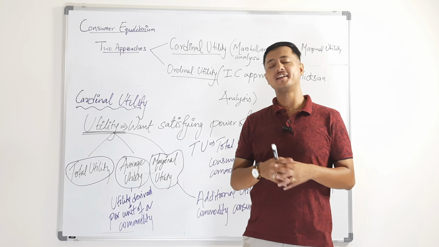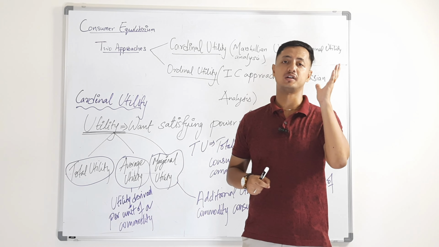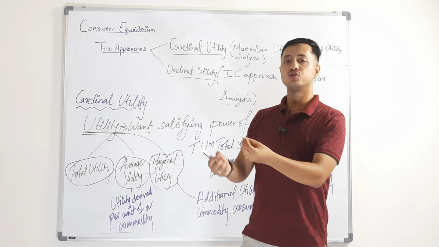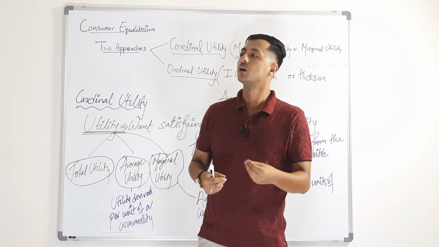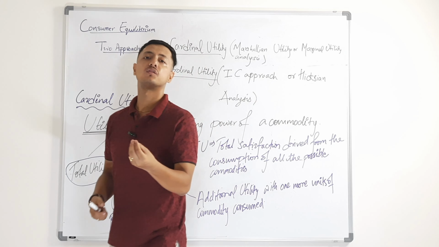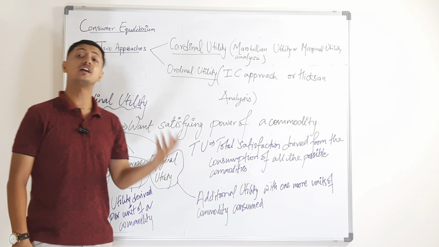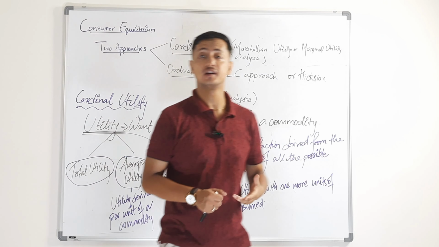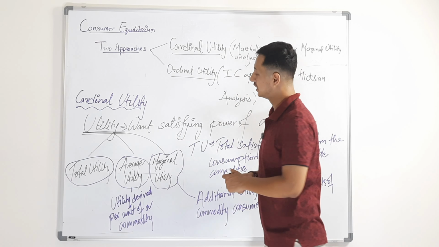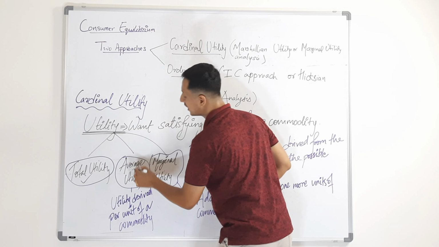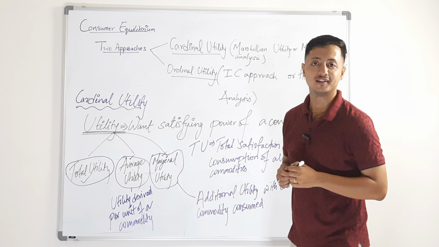Okay, so utility in economics is the satisfying power of a commodity. So we consume different things, we consume goods and services. Why do we consume it? We consume it to satisfy our wants, right? So utility is that satisfying power of a commodity, right? Now utility is further divided into total utility, average utility and marginal utility.